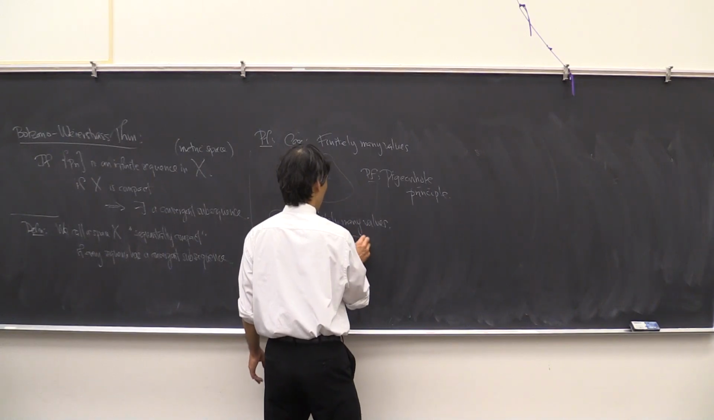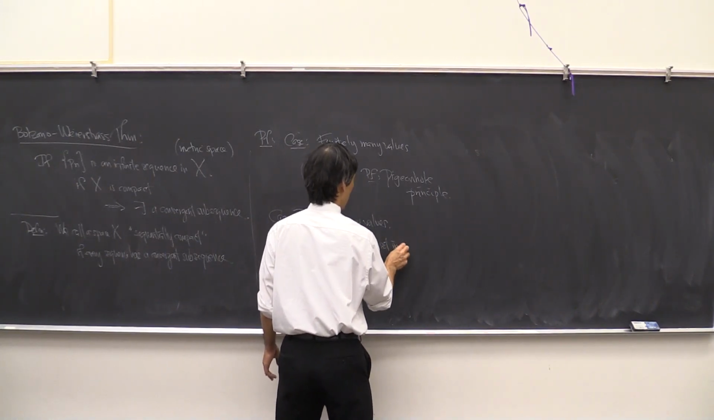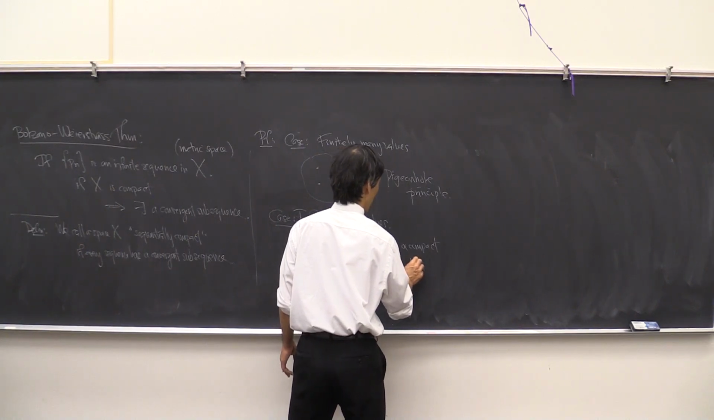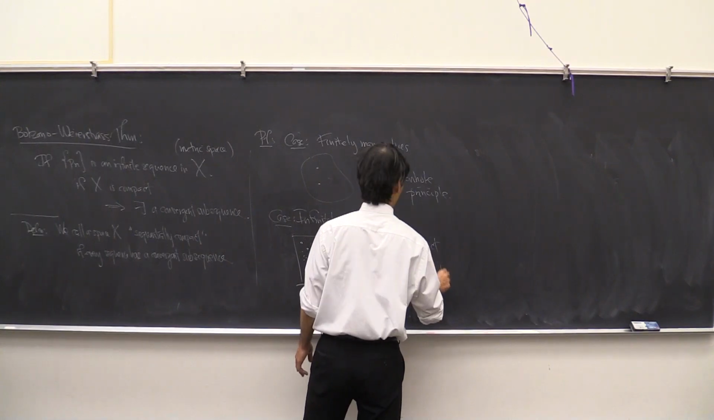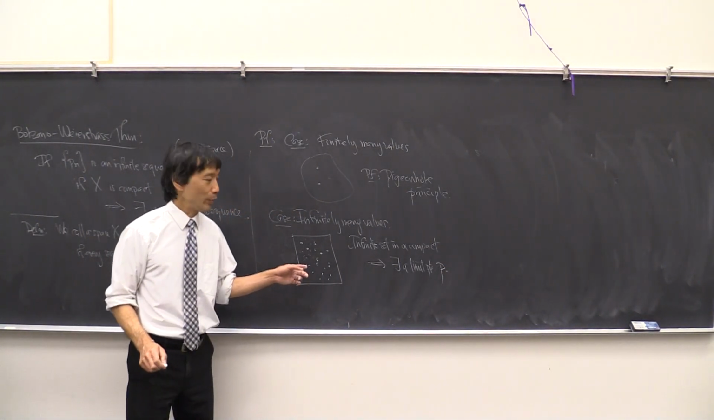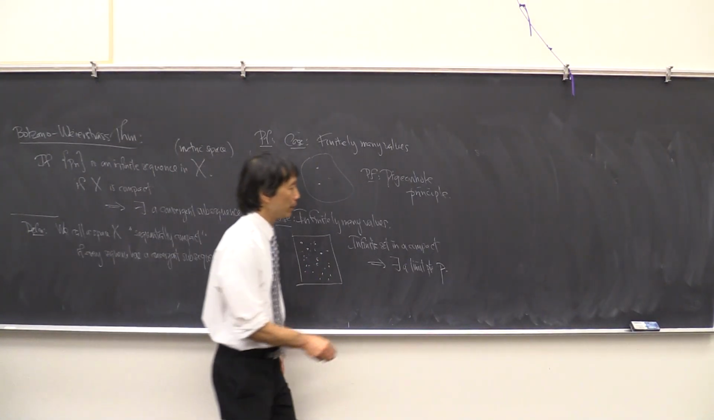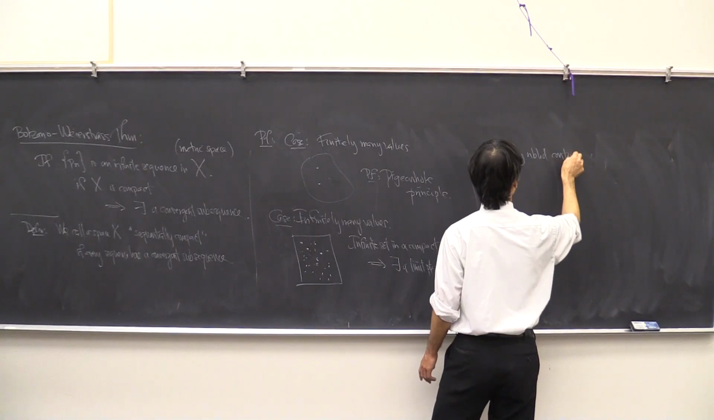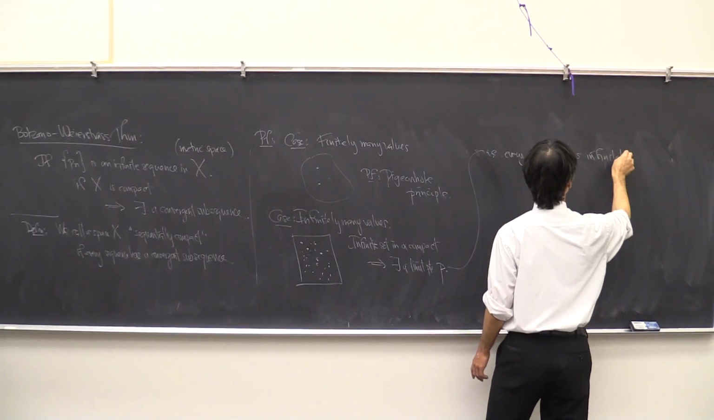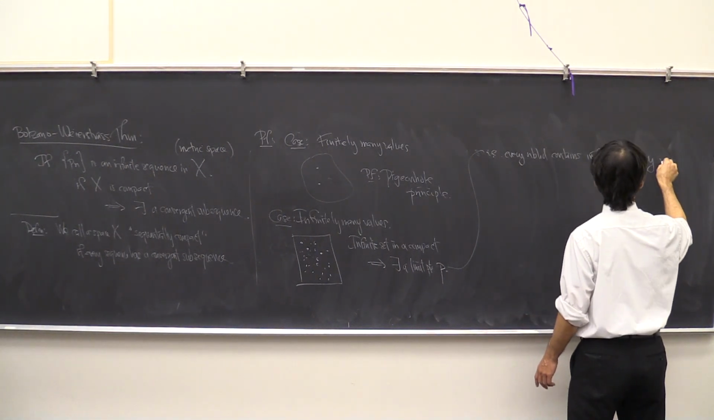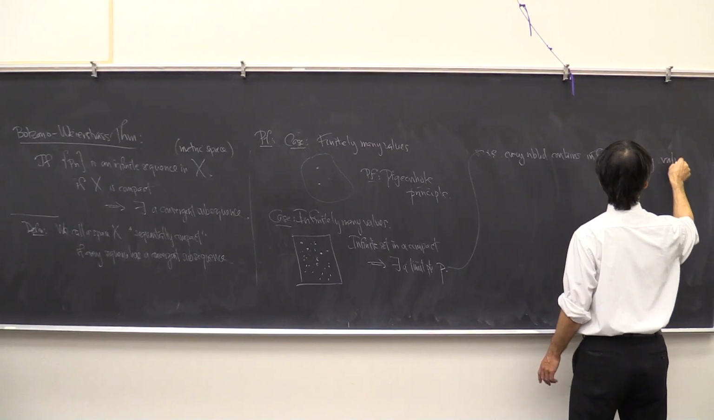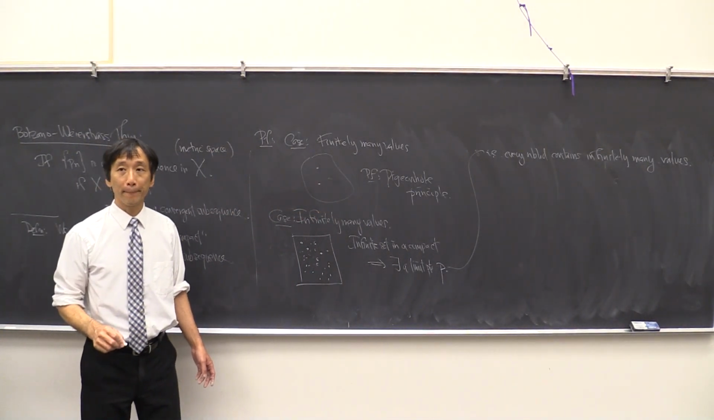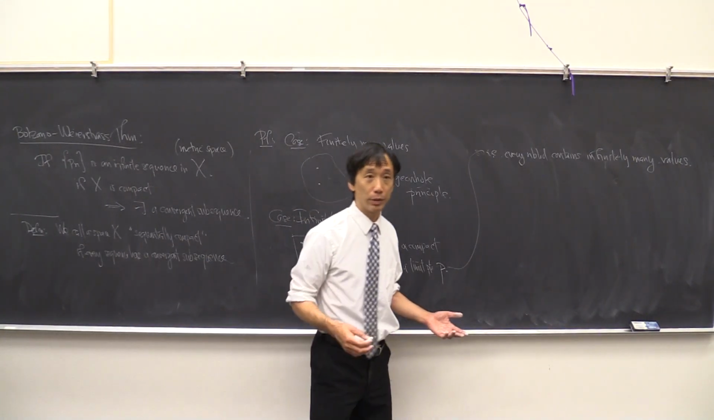So an infinite set in a compact set implies there exists a limit point, P. Being a limit point means that every neighborhood contains infinitely many values. Okay, so then you just construct it.